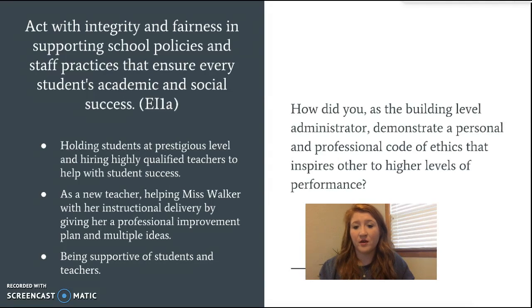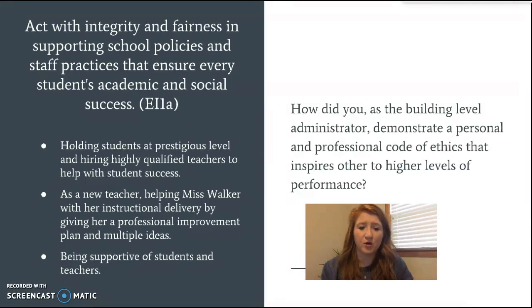How did you, as the building level administrator, demonstrate a personal and professional code of ethics that inspires others to higher levels of performance? So Standard EI 1A, we act with integrity and fairness in supporting school policies and staff practices that ensure every student's academic and social success. So at Roosevelt High, they hold their students at a prestigious level. Dr. Forbes hires highly qualified teachers to help with student success. He wants those students to be successful. As a new teacher, helping Ms. Walker with her instructional delivery by giving her a professional improvement plan and multiple ideas will help with student success by having those highly qualified teachers.